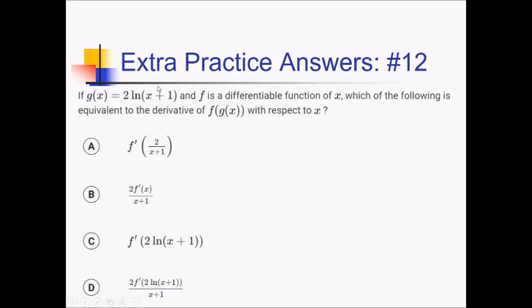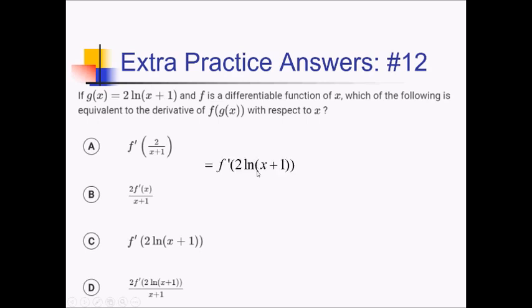On this one, I'm given this g of x function, which is 2 times ln of x plus 1. We're told f is differentiable, and we want to know what's equivalent to the derivative of f of g of x. Okay, well, if I want to take the derivative of f of g, I need the chain rule. So I'm going to have f prime of whatever the g of x function is. So in this case, f prime of all this stuff, 2 ln of x plus 1.